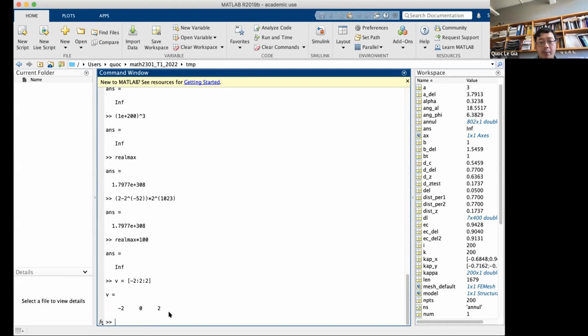So now what happens if I put v equal to minus 2, increased by 2, but I stop at 3? So what is the answer?